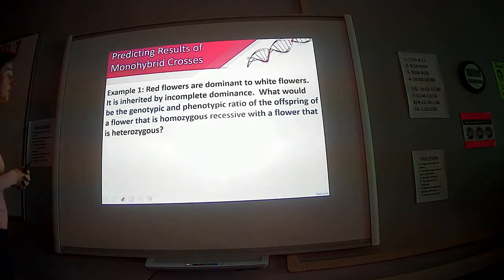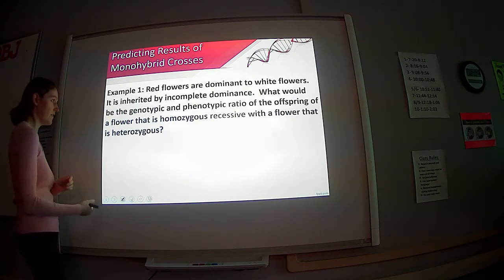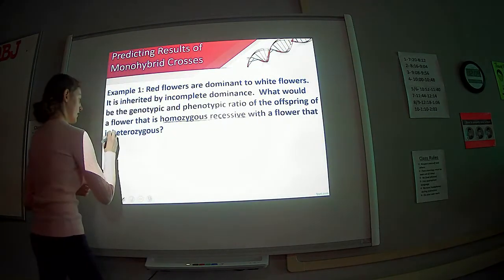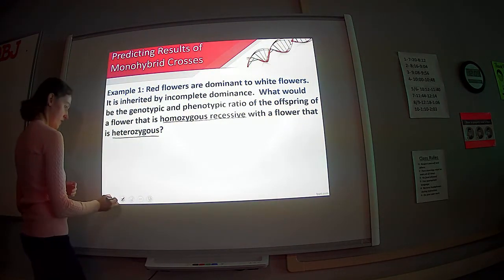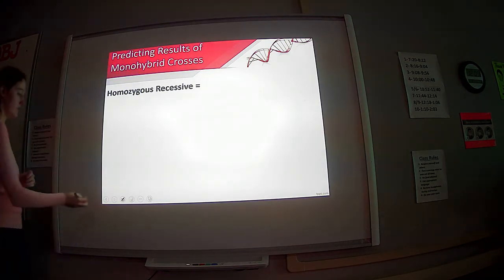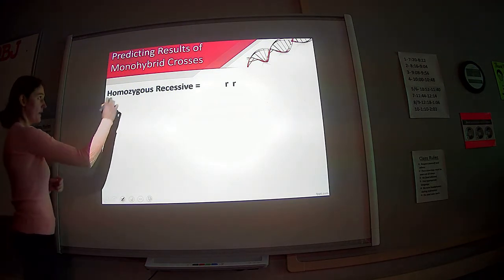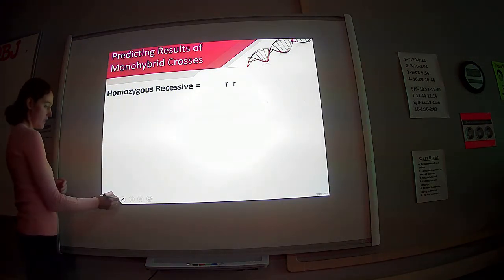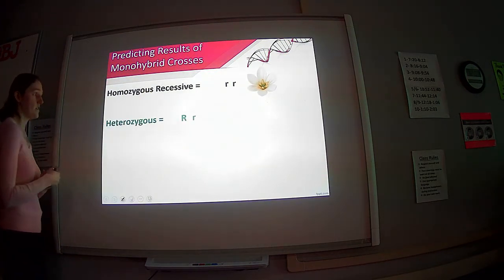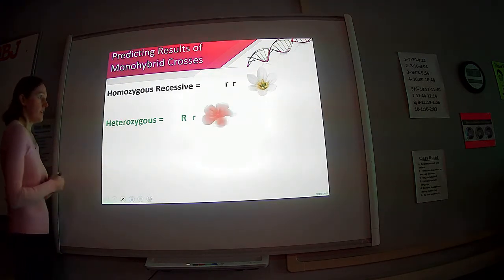What would be the genotypic and phenotypic ratio of the offspring of a flower that is homozygous recessive and a flower that is heterozygous? So we have homozygous recessive for one flower, heterozygous for the other flower. My homozygous recessive genotype is going to be 2 lowercase r's. Homo meaning they're the same, recessive tells me that they are little. Heterozygous is going to be 1 of each. Hetero means they are different, and that's pink.